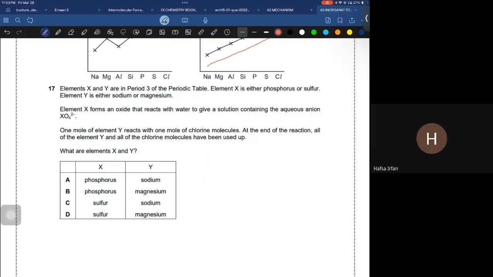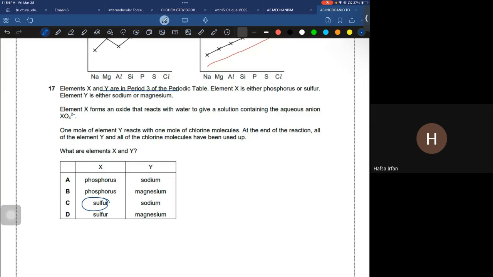What are elements X and Y? C, you're saying C. C mein you are saying ki phosphorus hai. Let's check, sorry, sulfur. So X and Y are in period 3. So hydrogen, helium, hydrogen, lithium, and so yes, they are in period 3. Yahan tak to sahi hai. Element X is either phosphorus or sulfur. Element Y is either sodium or magnesium.